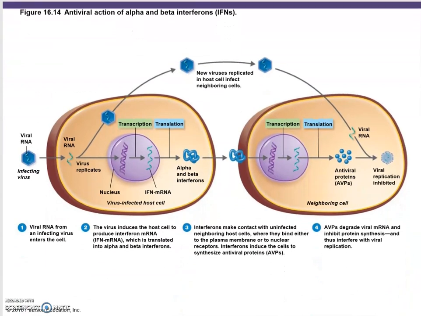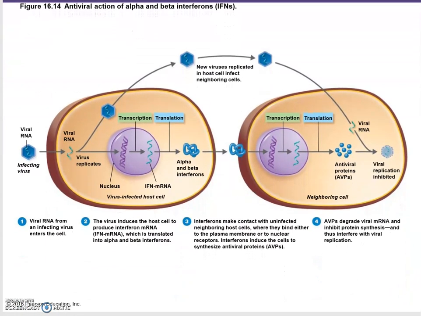So here is the antiviral action of alpha and beta interferons, as you can see right here. We're starting out here with some virus, and it has viral RNA in this case. There's some infecting virus. It's getting into this cell. It's infecting this particular cell right here. And now the virus replicates, and in response, this infected cell starts the transcription and translation of alpha and beta interferons, basically thinking, well, I have been reprogrammed, I'm infected, nobody can help me anymore, but maybe I can help out my neighbor.